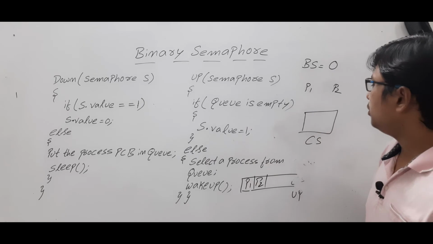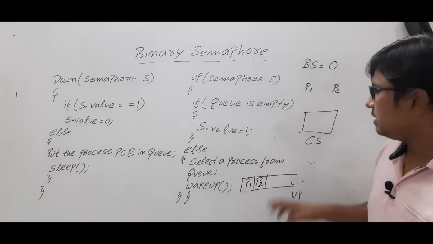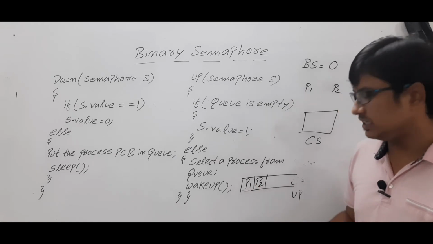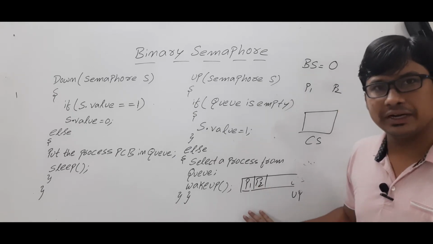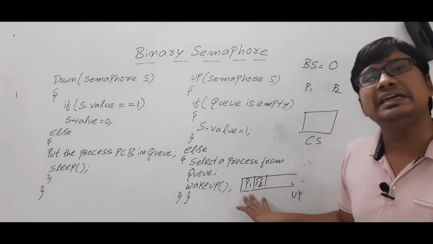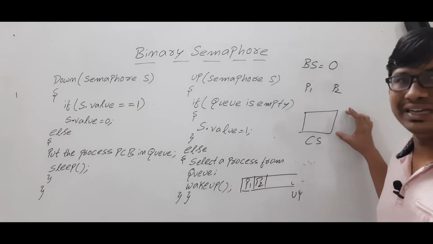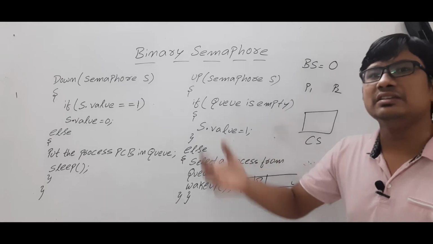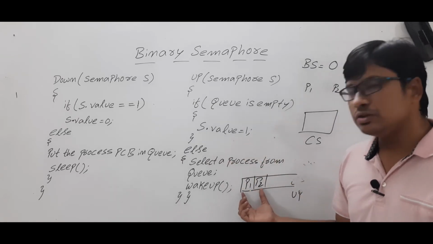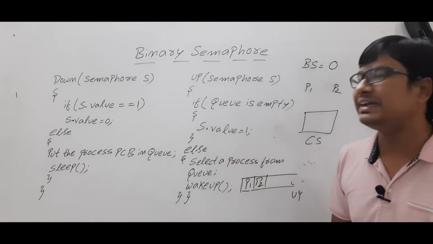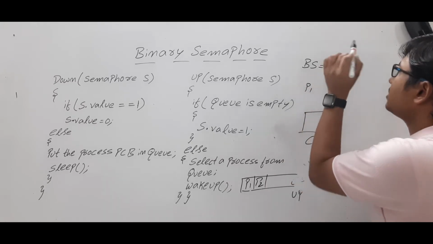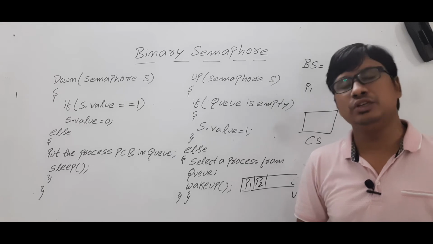So now no process is in the critical section. Now both the processes are in the waiting state. Is it clear? Are you able to understand? Now this is nothing but a deadlock. No process is able to enter into the critical section and both the processes are waiting for the other to wake up. Is it clear? So this is a situation called deadlock. So to avoid that situation, we have to initialize the binary semaphore value to 1.